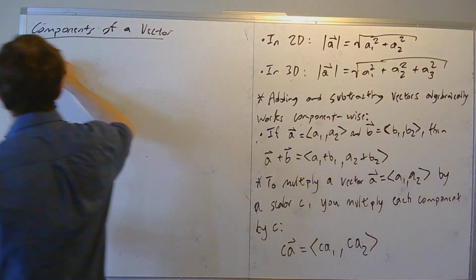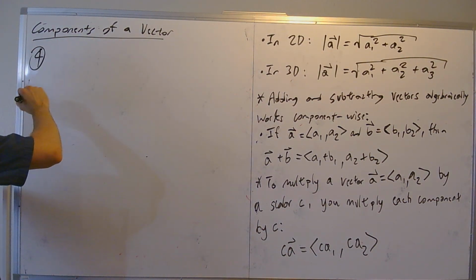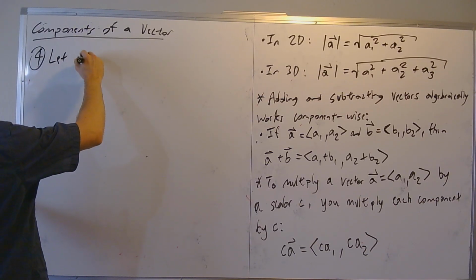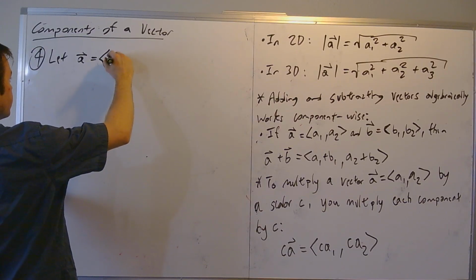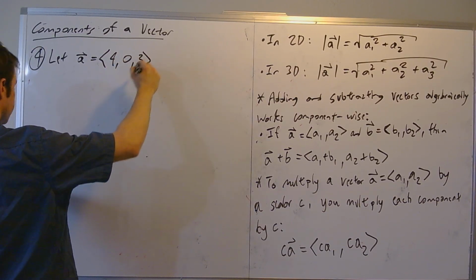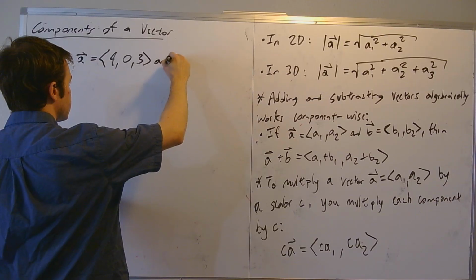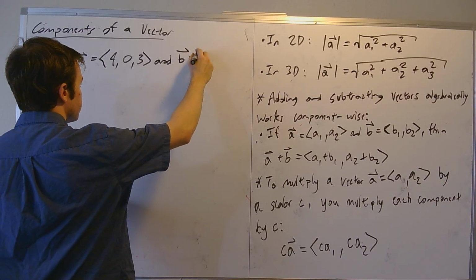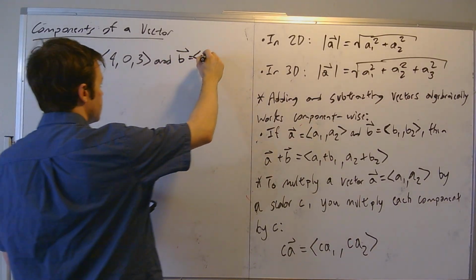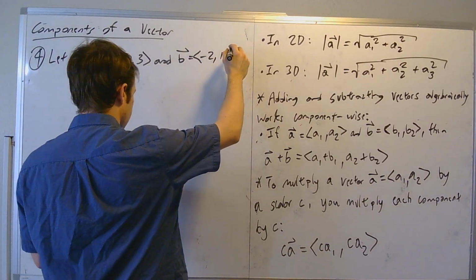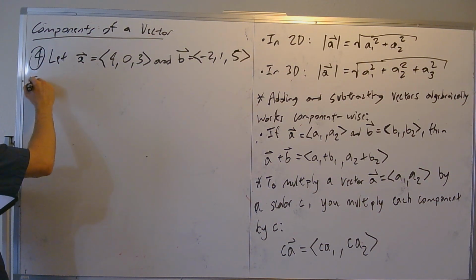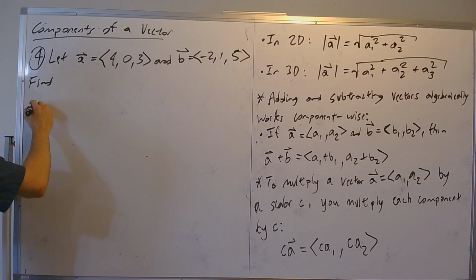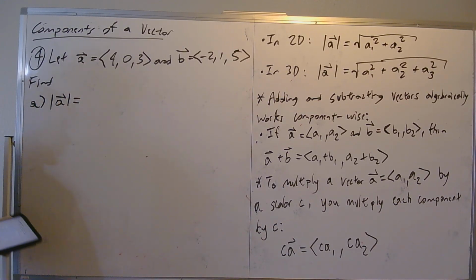So for our next example, example number 4, we can say let A equal the representation 4, 0, 3, and B equal the representation -2, 1, and 5. So we want to find part A, the magnitude of A.